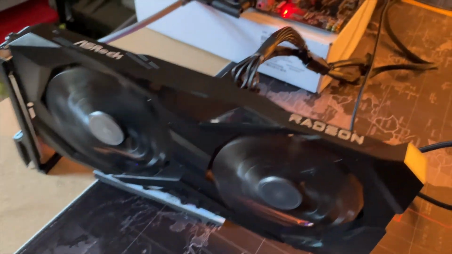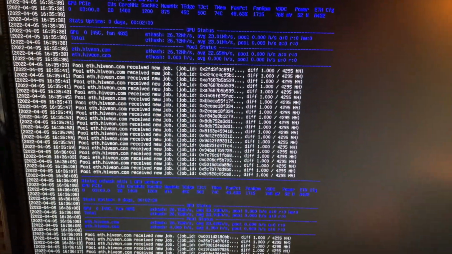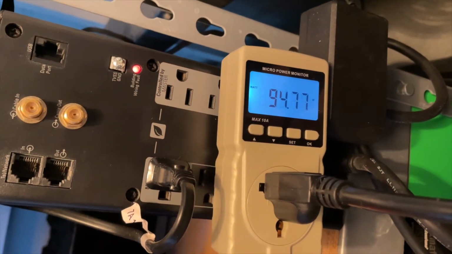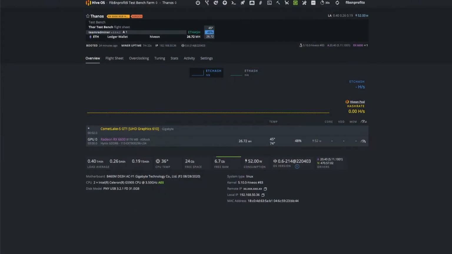Okay, so we're back in the garage, and at the wall here on Hive OS, you'll see we are getting right around that 90, 93 watts at the wall. Okay, so we saw that we were getting just over 90 watts at the wall, minus the 20 watts for the motherboard. So we're seeing about 70 watts. So what we're seeing in Hive OS is about 20 watts difference, right?